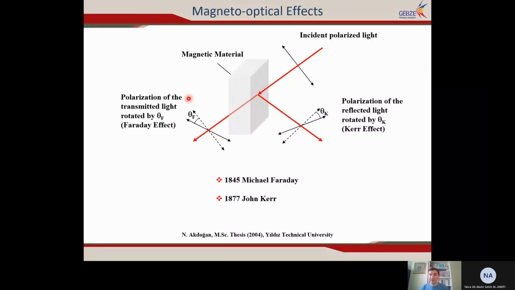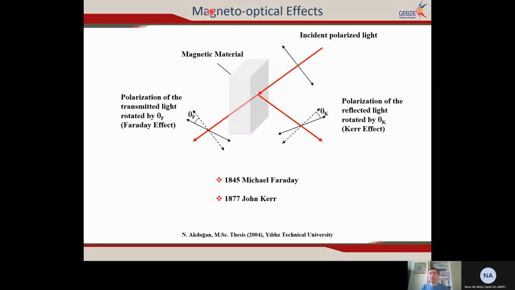Look at the incident polarized light. This is the initial polarization, and this is the final polarization. So we have here theta Faraday, and this Faraday angle is proportional to the magnetization of the material. So by measuring the Faraday angle, you can get an idea about the magnetization of the material. So, a magneto-optical effect.